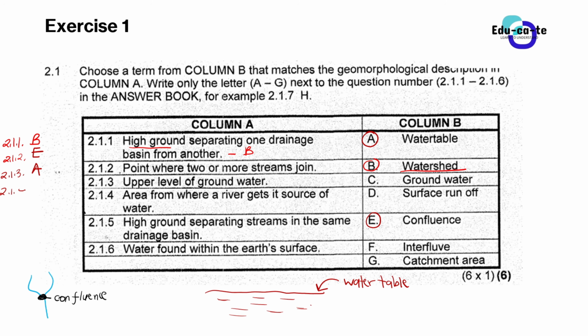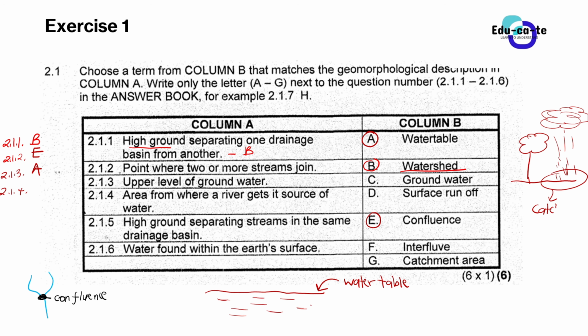And then 2.1.4 asks us what is the area from where a river gets its source of water. So basically, when it is raining, let's just say this is your tree here, and then this is the ground. When there's rain coming from the clouds, the rain will actually collect at some point here. So the point where the rain collects is known as a catchment area.